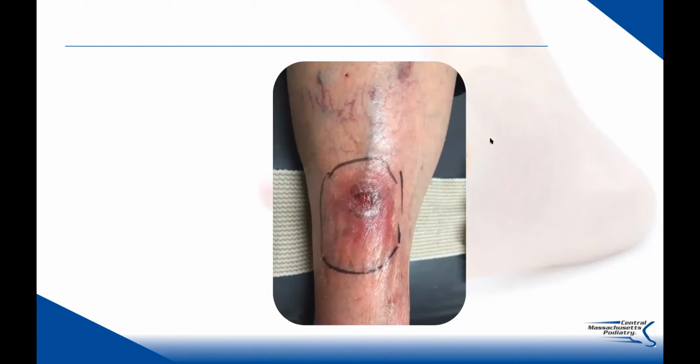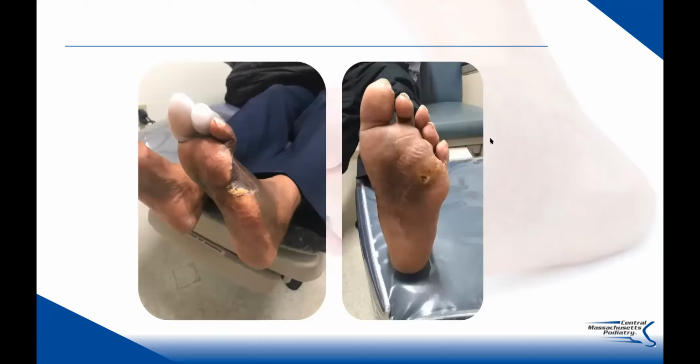And then finally, this is a very challenging patient here. You can see both of his feet.